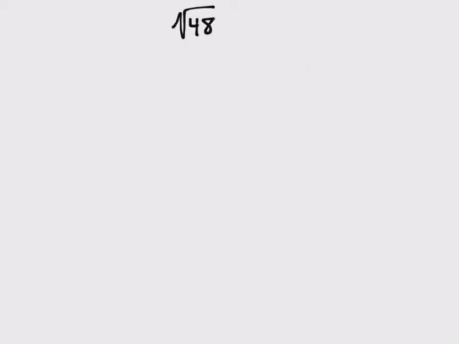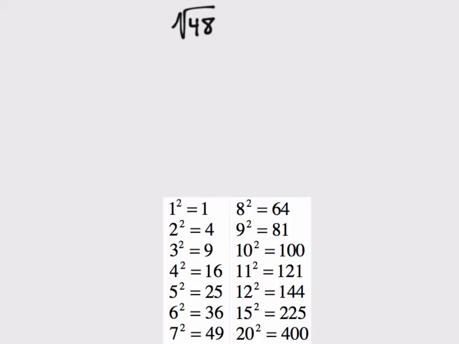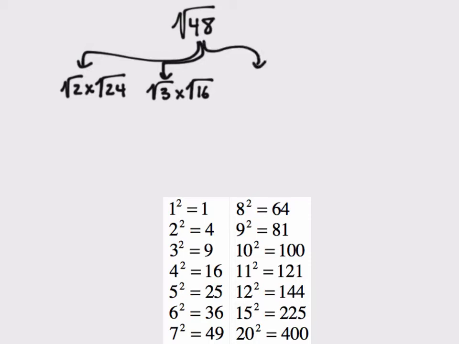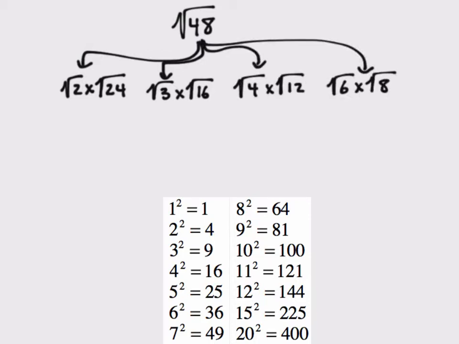Alright, now let's try simplifying the square root of 48. And now I have the perfect squares right here on the screen so we can reference them easily. Now we've got a whole bunch of different options for how to factor the square root of 48. Alright, so of these four options, which do you think is going to be the most efficient to help us find the simplified version of the square root of 48?